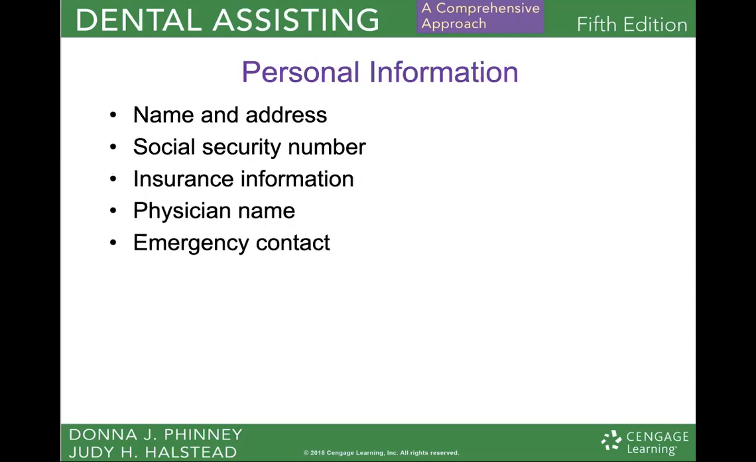Personal information, like I said, includes the names and address. It could mean their social security number for financial reasons, insurance information, a physician's name, and an emergency contact. Personal information is related to an individual's background. It includes those items that identify the patient and allow the practice to contact the patient or any people the patient designates the practice to contact if there's an emergency. It also includes the patient's insurance information for billing purposes.